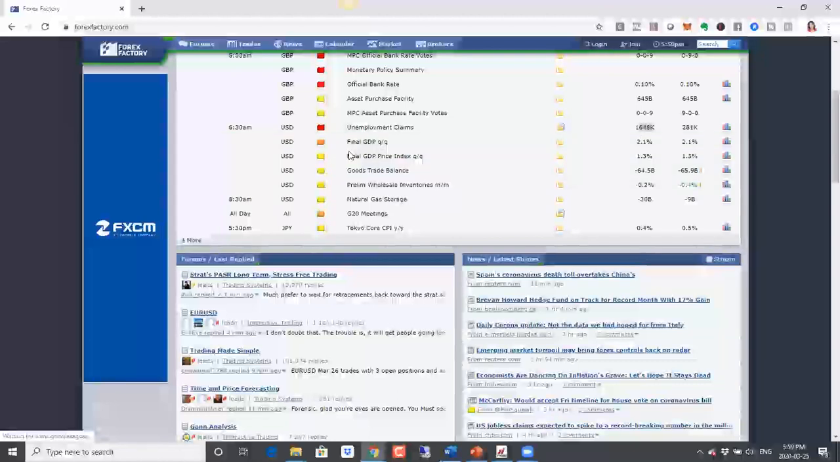And also we have final GDP numbers here for the quarter. I would expect this to actually decline a bit. So if the data comes out below expectations, we're likely to see the US dollar drop.